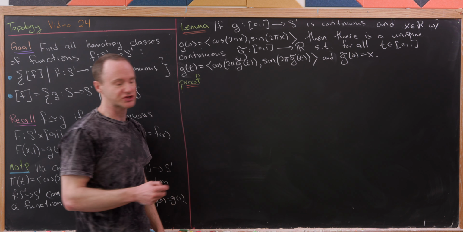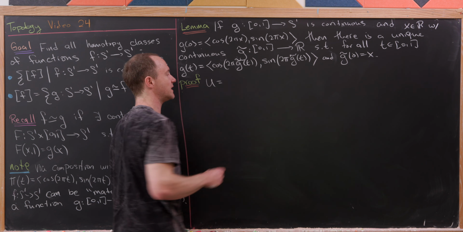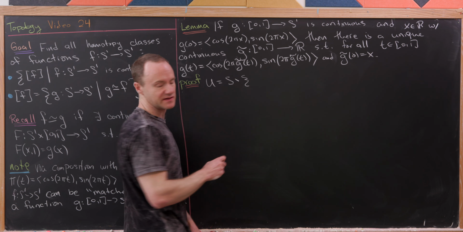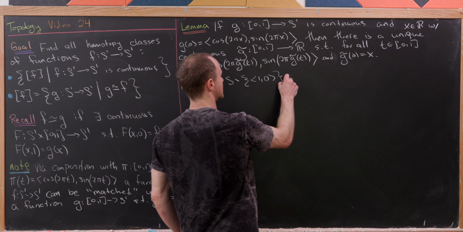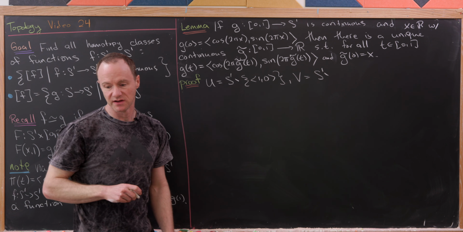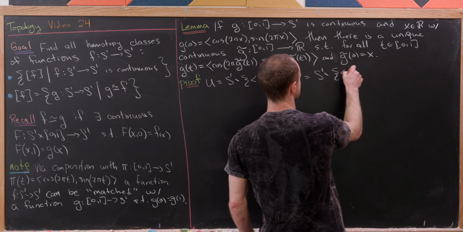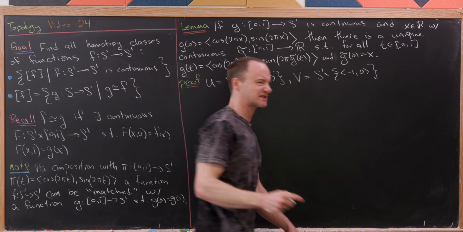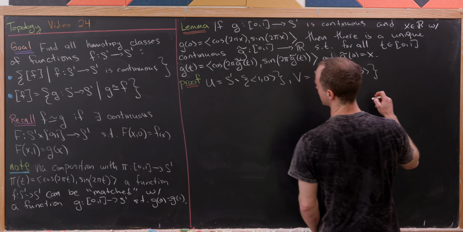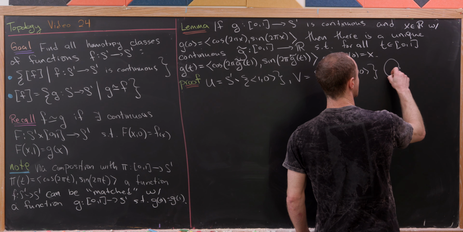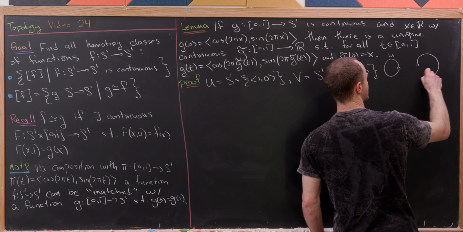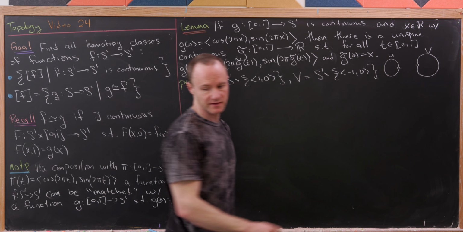Okay, so we're going to start by setting u equal to the following. So it's going to be S1 minus this point (1, 0). And then we'll set v equal to S1 minus the point (-1, 0). So those are like the east and west poles, if you will, that we're removing. Now we could draw pictures of these if we wanted to. So u would be like this circle right here. So maybe I'll put a u. And then v would be like this circle with the point removed right there.